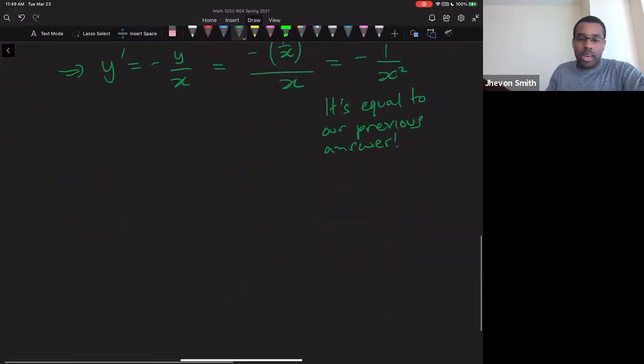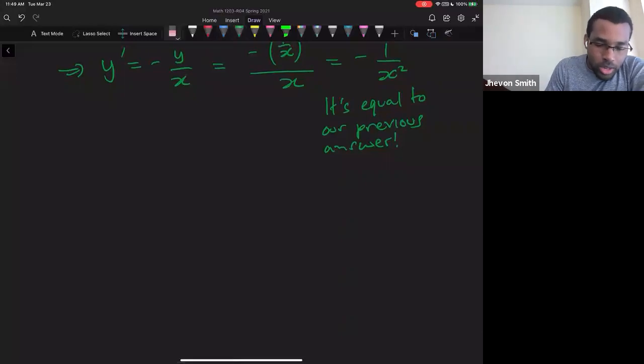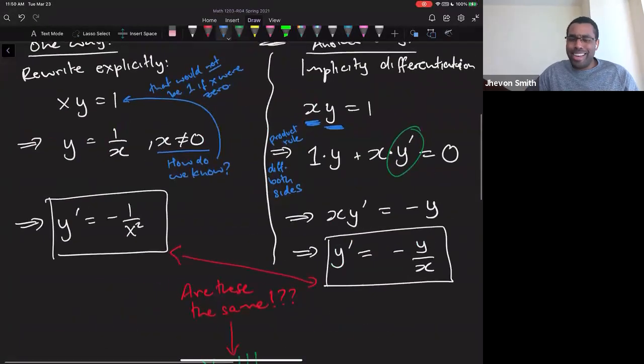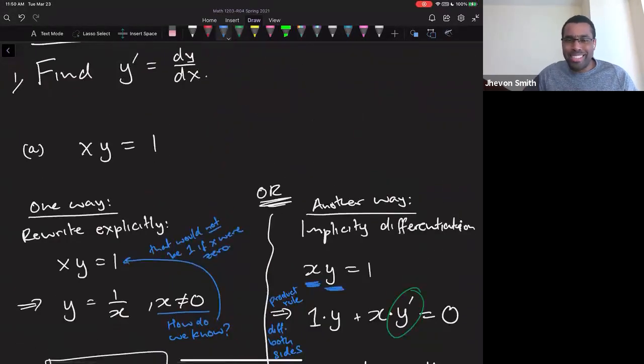So at this point, you might be thinking, so come on, iPad. So implicit differentiation is optional, right? So you're like, yeah, I mean, it was cool when you were showing me yesterday and I thought I needed this, but now it's like, well, I could have done it without it, right? So why are we doing this again?